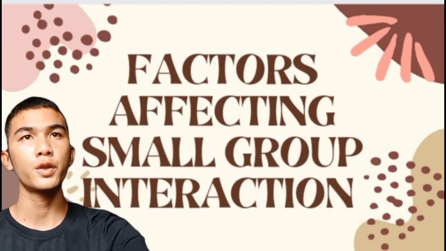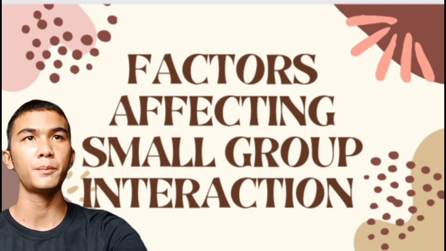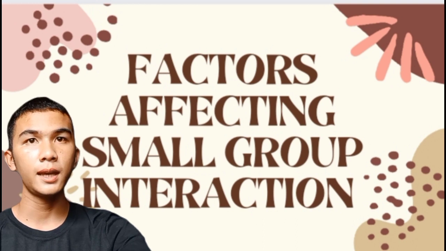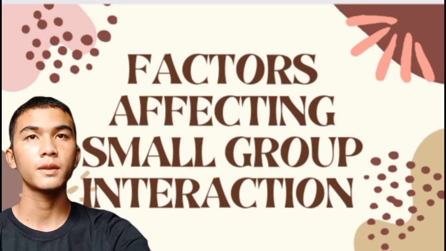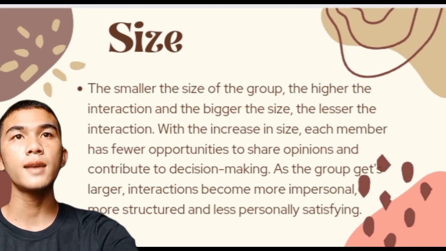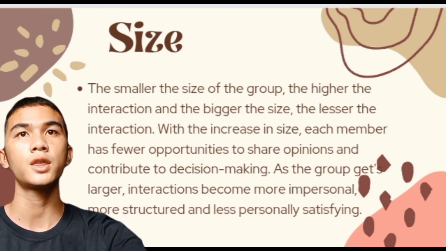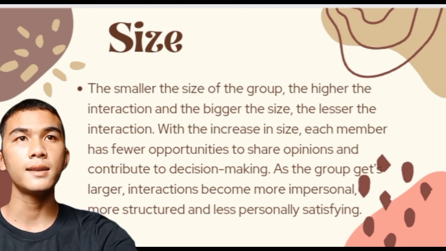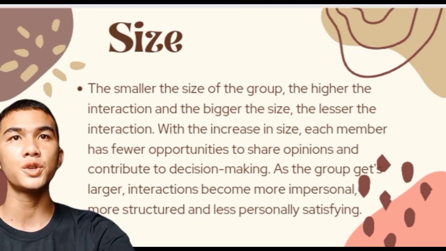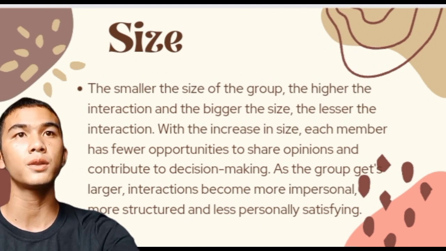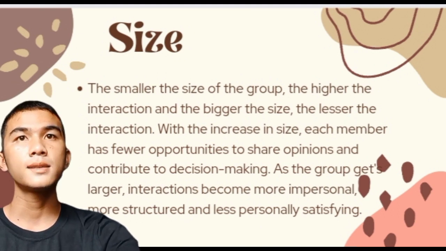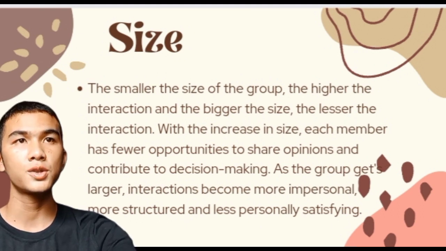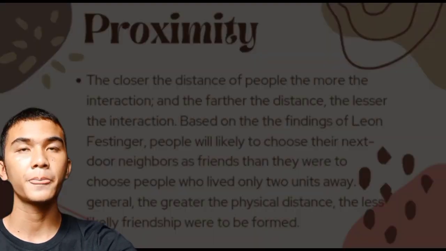These are the list of factors that affect the kind of interaction people experience in small groups: size, proximity, and communication patterns. Size. The smaller the size of the group, the higher the interaction, and the bigger the size, the lesser the interaction. With the increase in size, each member has fewer opportunities to share opinions and contribute to decision making. As the group gets larger, interactions become more impersonal, more structured, and less personally satisfying.